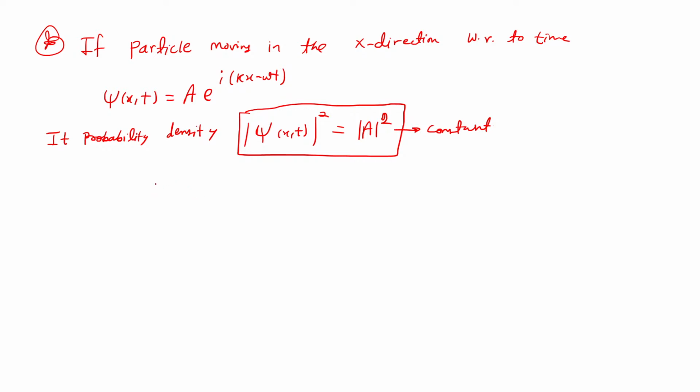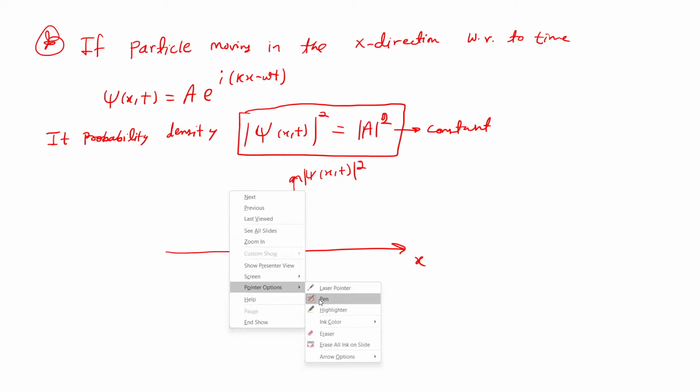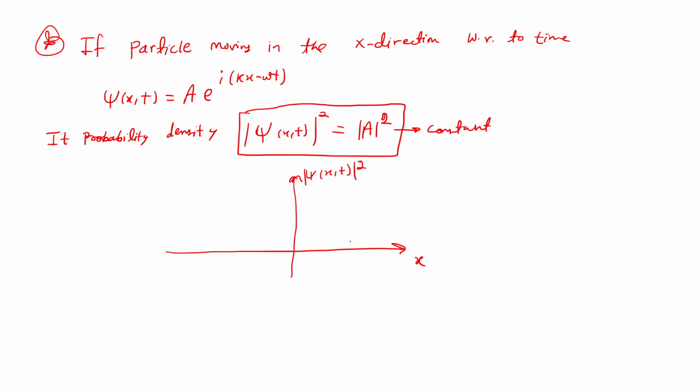So if I plot position versus psi x square, the probability density, what kind of graph are you going to get, and what information can you interpret from this? If you plot this graph, what are you basically getting? You are simply getting a constant line, a square value. So the probability density is remaining constant with respect to time, with respect to position. It's just a square. Here it is a square, here and everywhere.